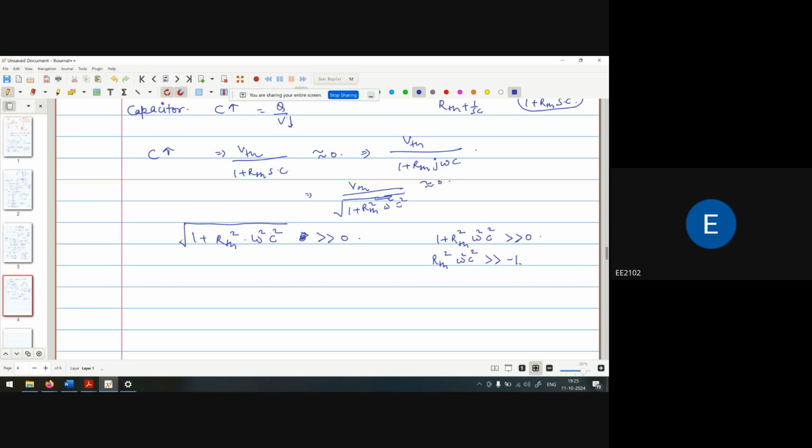With this, if we calculate the value of C, RTH square should be greater than 1 upon omega square C square.